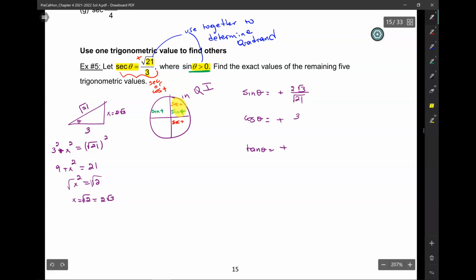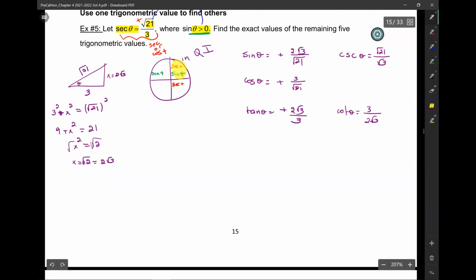So sine is 2 root 3 over root 21. Cosine is 3 over root 21. Tangent is 2 root 3 over 3. And then cosecant, root 21 over 2 root 3. Secant, we already know. Cotangent, 3 over 2 root 3.